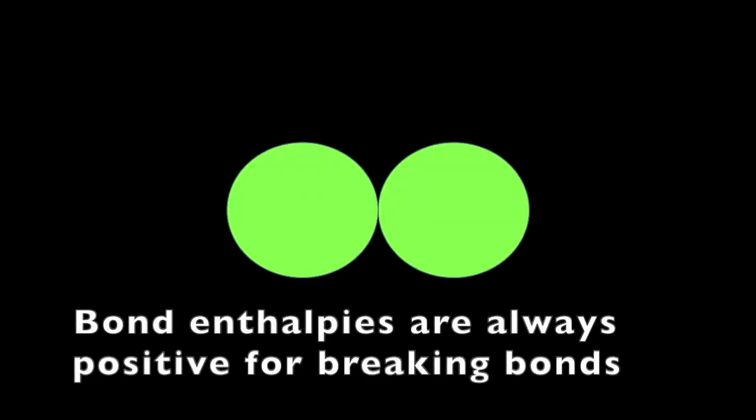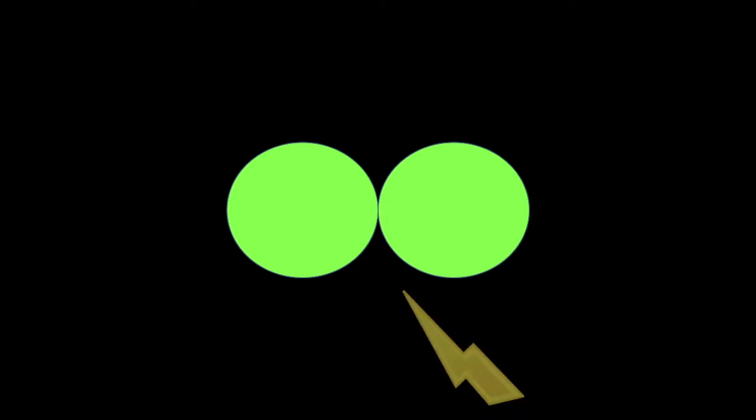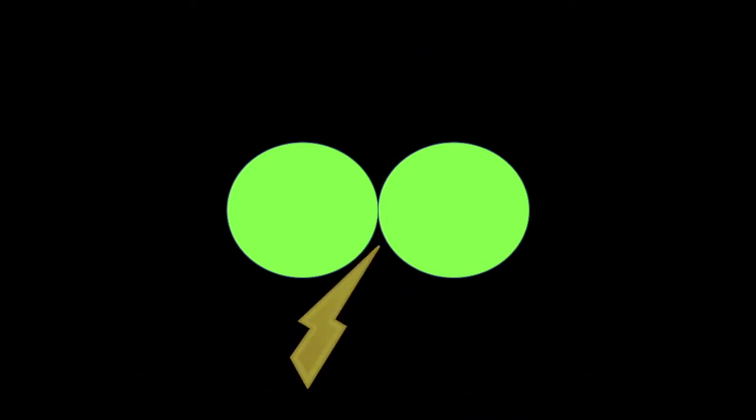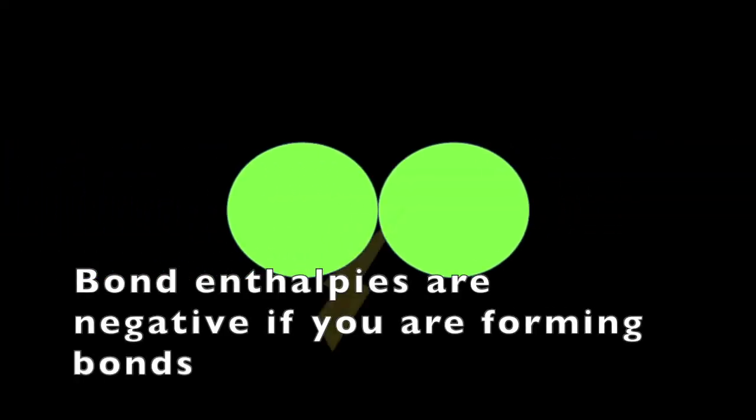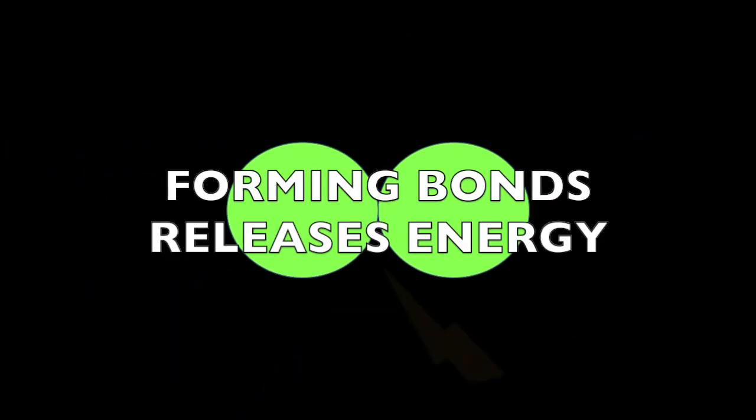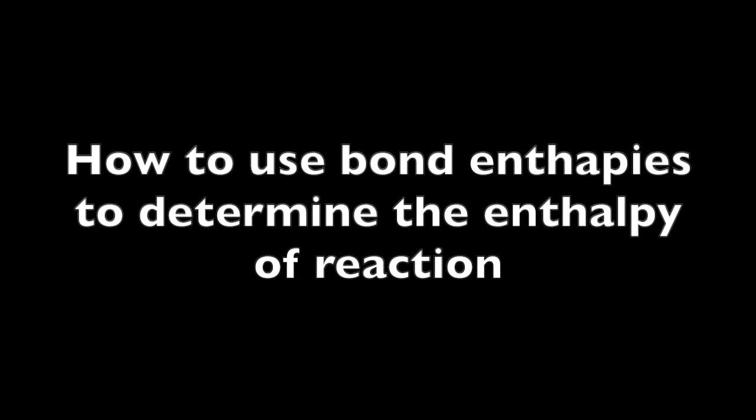Bond enthalpies are always positive for breaking bonds. Since breaking bonds takes energy, it's endothermic. Remember, it takes to break. Bond enthalpies are negative if you're forming bonds, since forming bonds releases energy. It's exothermic. So let's talk about how to use these to determine the enthalpy of reaction.